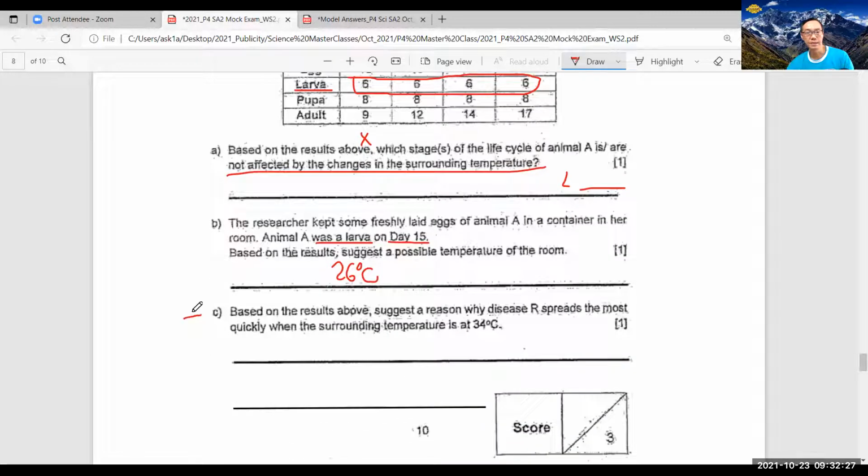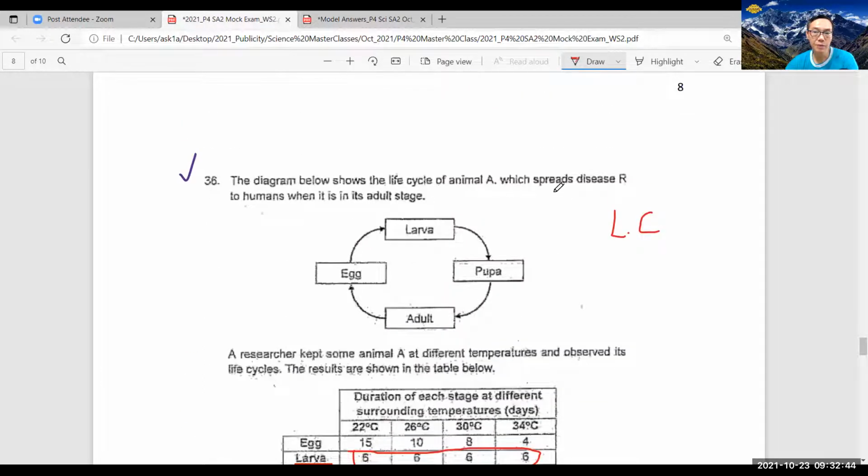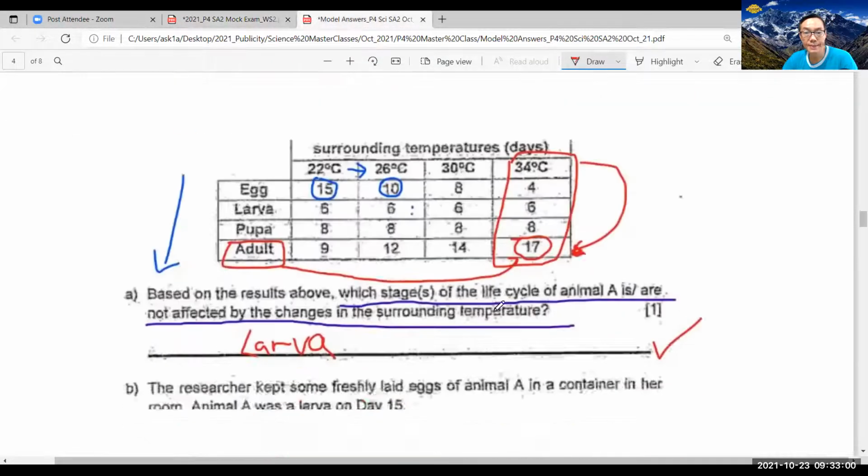Okay, this one is something where most students may lose marks. They say, suggest a reason why diseases are spread most quickly when the temperature is 34. Do take note when you read the question, right? This is important, because the spread of disease is in the adult stage, which is knowledge that most of us know, because the adult stage of the mosquito spreads dengue fever. Okay, so the model answer is this part.